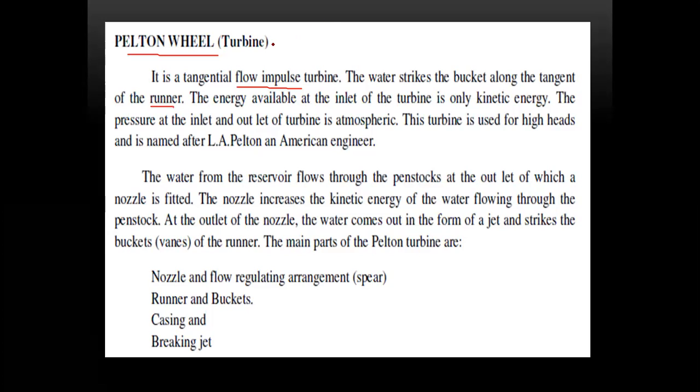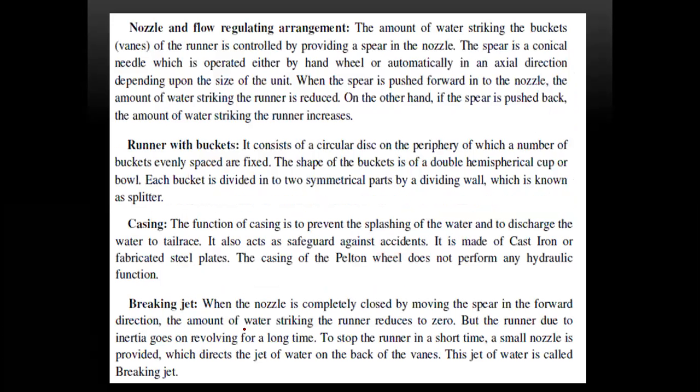So the Pelton wheel turbine. What are the main components of the Pelton wheel? The main components are the nozzle and flow regulating arrangement, runner and buckets, casing, and a braking jet. These are the main components of the Pelton wheel. For details about this, you can see this slide: nozzle, the runner, casing, and a braking jet, right?